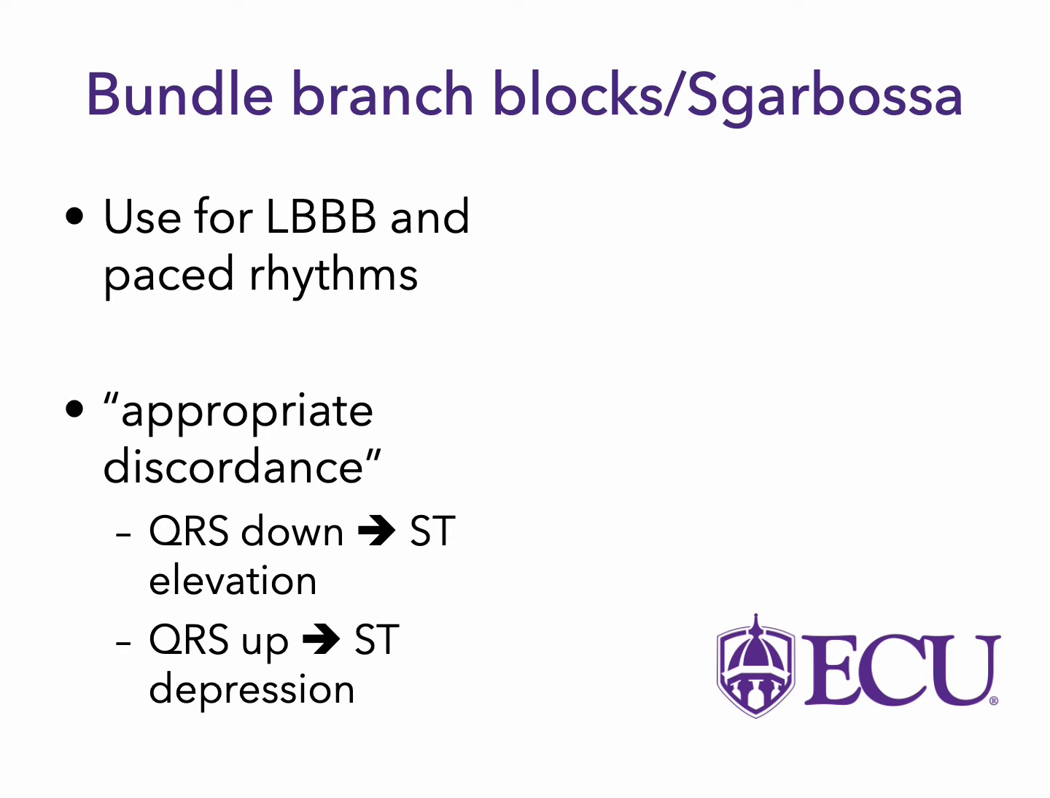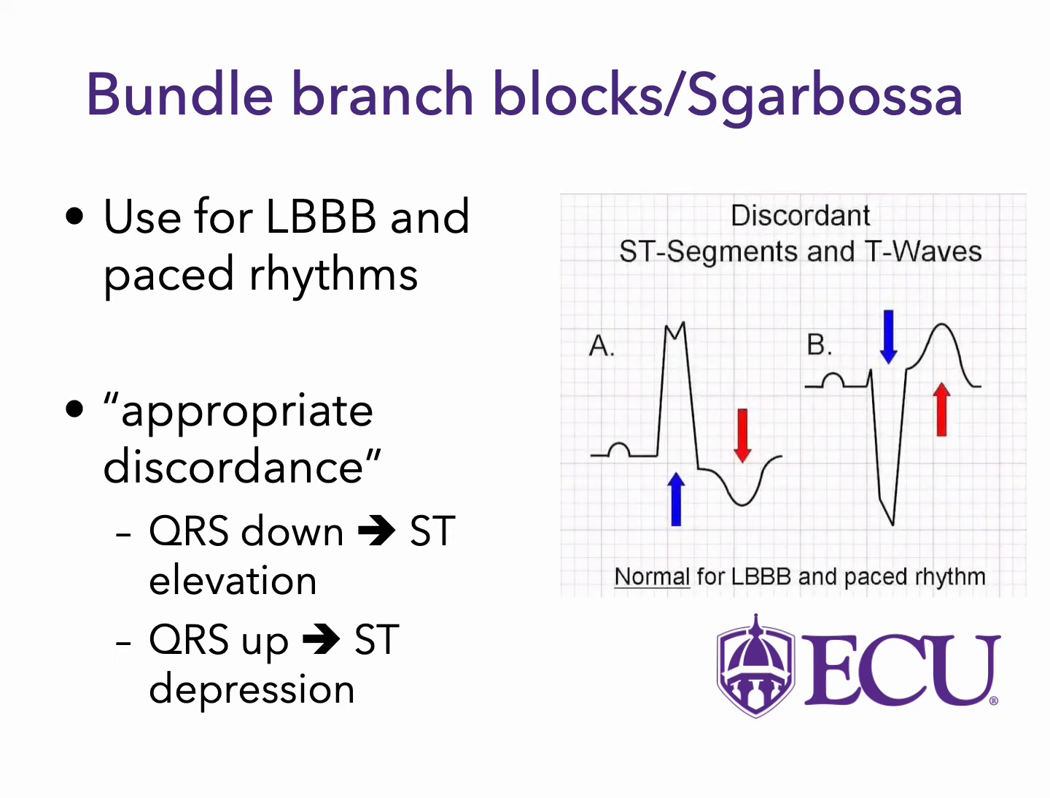So the first thing that's always talked about is appropriate discordance, which can be very, very confusing to think about. But basically it boils down to this. In a normal left bundle branch block, if the QRS complex is going down, you should see ST elevation, and that's normal. If the QRS complex is going up, you should see ST depression. That is also normal.